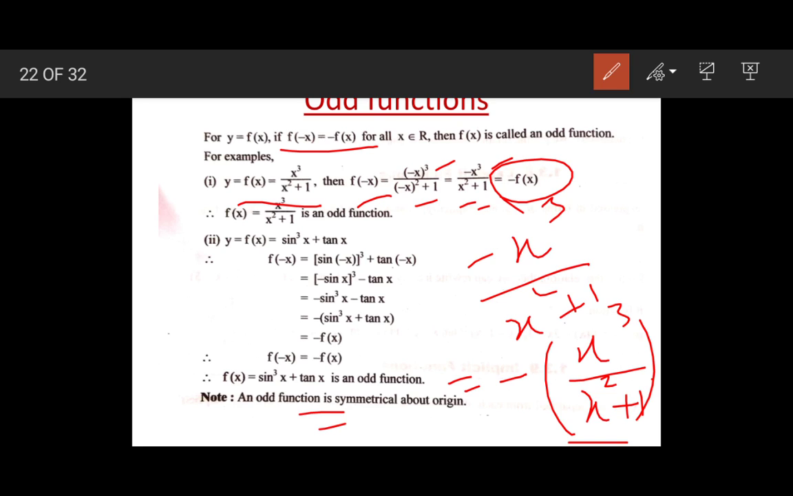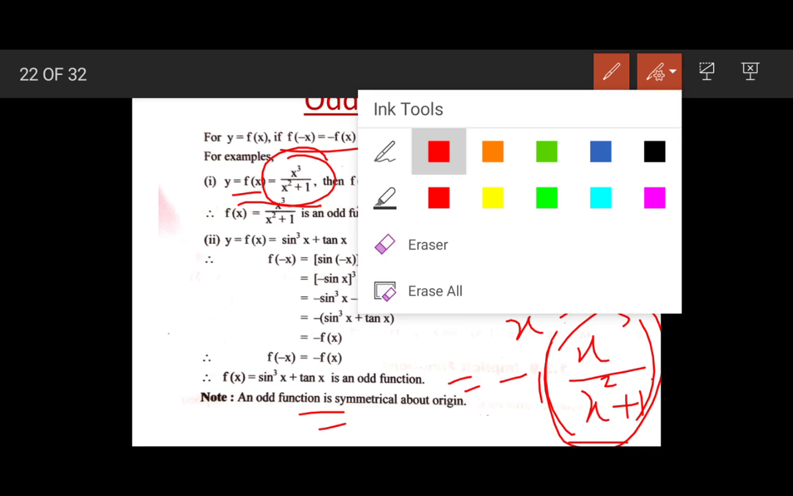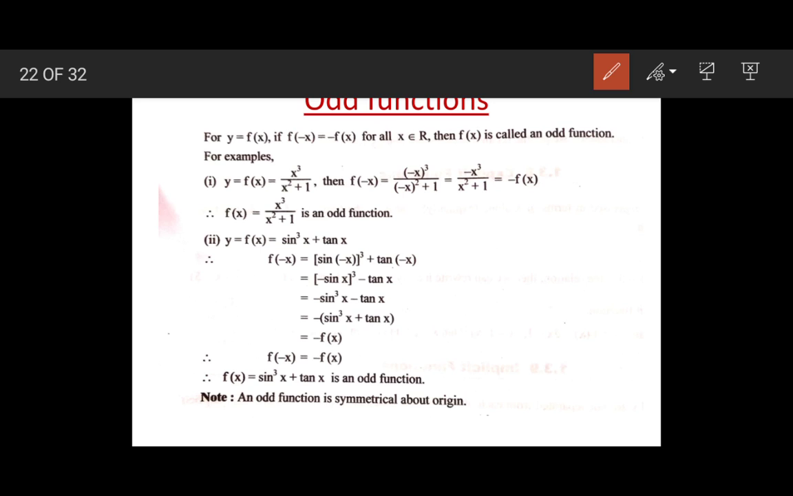So that means minus f of x. This x cube upon x square plus 1 is what? f of x. So minus, and instead of this part I am writing f of x. So minus f of x. So whenever f of minus x is minus f of x, then that function is known as an odd function.